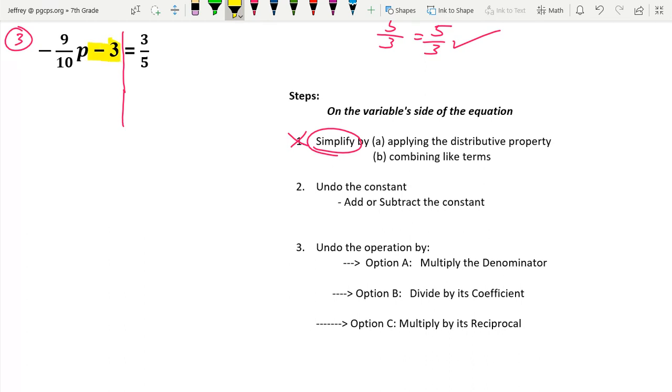It's going to be minus 3. So undo means to do the opposite. So we're going to add 3. So that means we're going to add 3 on this side. If we're adding 3, that means this becomes a 0. What's left is negative 9 over 10p is equal to.